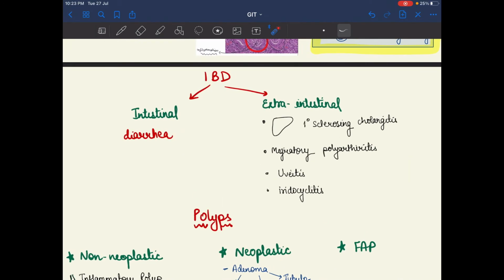After this, we have to study the intestinal and extra-intestinal manifestations of inflammatory bowel disease, meaning Crohn's and ulcerative colitis. The intestinal manifestation is diarrhea, while the extra-intestinal manifestations are primary sclerosing cholangitis, migratory polyarthritis, uveitis, and iridocyclitis.